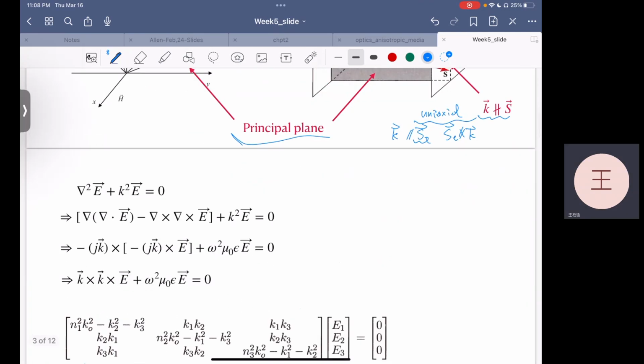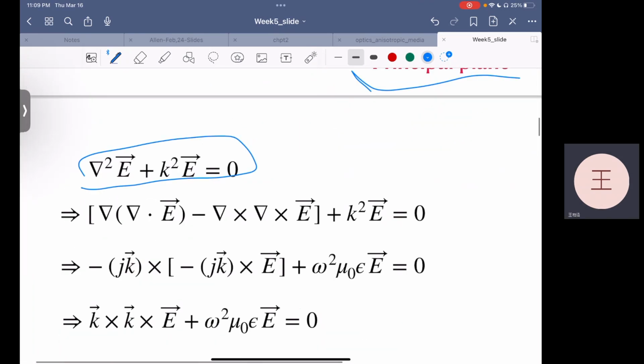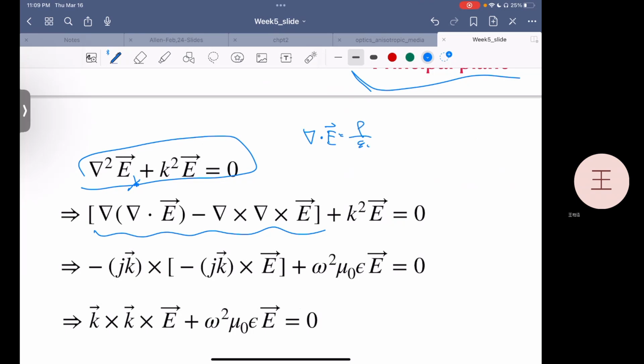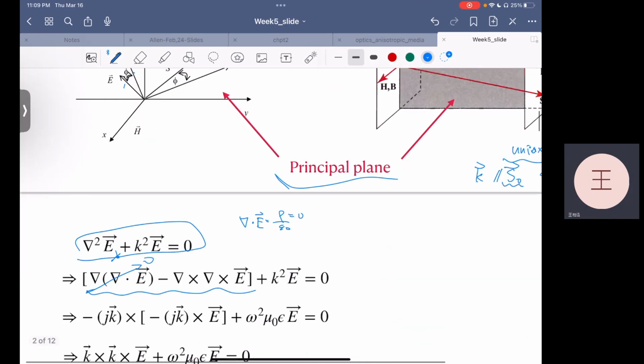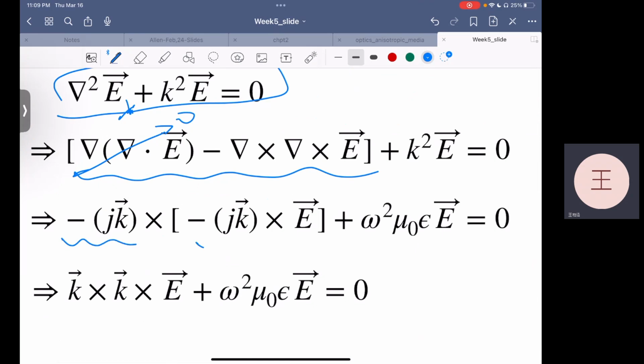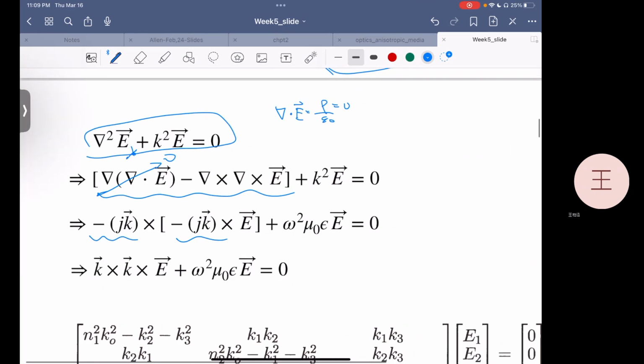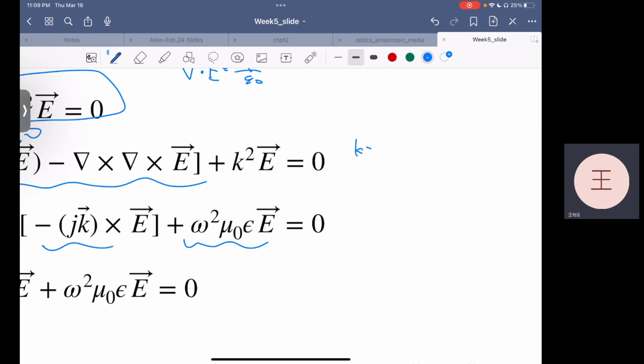Thus, starting from the wave equation, we'll get a Helmholtz equation. And then with some mathematical tools, we may find that the Laplacian operator can be expressed in this form. I suggest we are in a source-free condition, which suggests that the divergence equals 0. Thus, this term will be eliminated. And then using the same techniques that we have used here, there are two minus jk terms that drop down. And then for the term here, we'll just simply derive it.